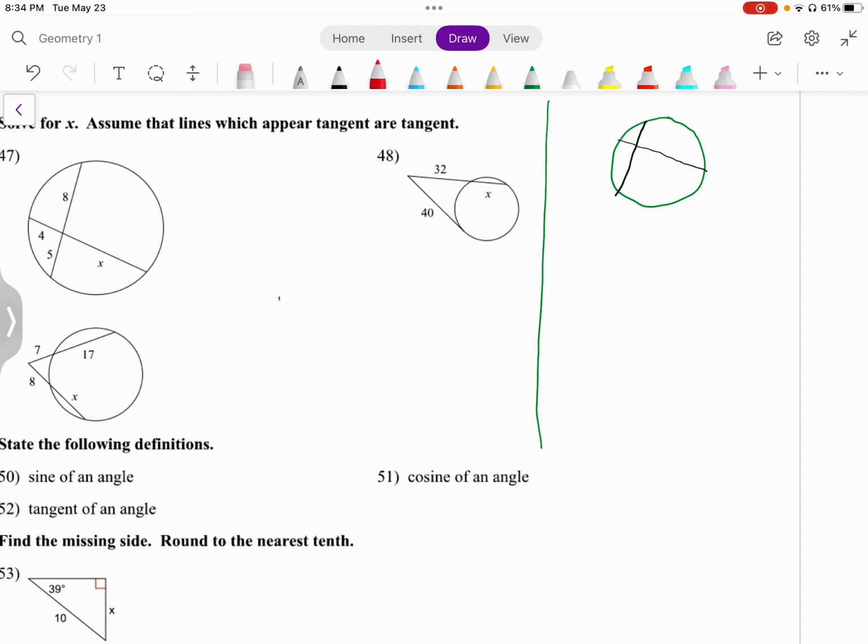So I'm going to call this A and B. That one chord, in fact, I'll change it to red. The red chord is split in section A and section B, and then the blue chord that I'm going to highlight here, we could call that C and D. And what we know about this is that A times B is equal to C times D. So that's one theorem that we learned there. Actually relates back to similar triangles.